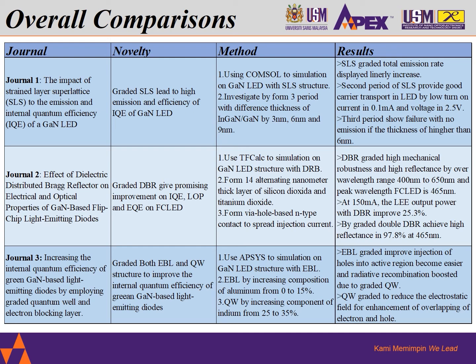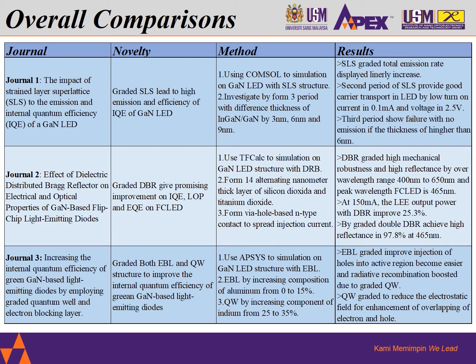As for journal 2, the DBR, the novelty is that it gives promising improvement on IQE, LOP, and EQE on flip chip LED. The method is to use TFCalc to simulate a GaN LED structure with DBR. Second, they form 14 alternating nanometer-thick layers of silicon dioxide and titanium dioxide. Third, they form a via hole-based N-type contact to spread the injection current.